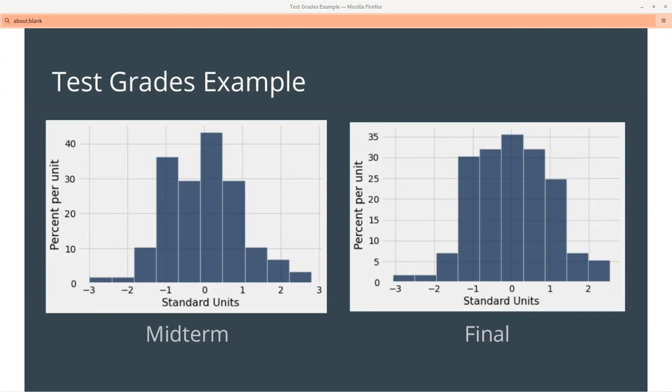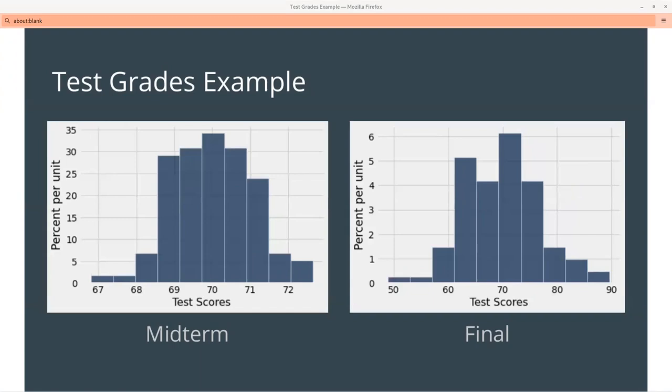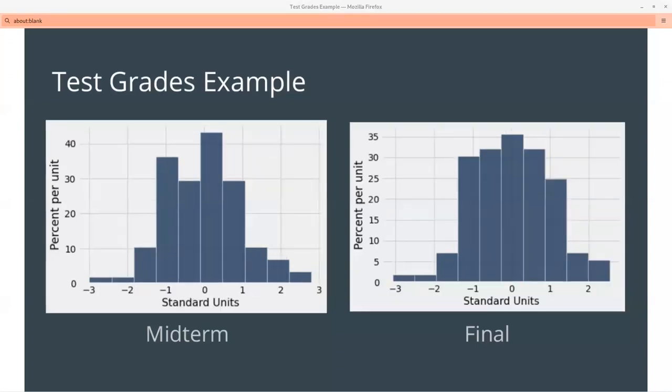And so if you look at this, it looks like maybe on the final, students actually did somewhat better than they did on the midterm, which we could maybe kind of see here, but it's definitely harder, right? Because you don't necessarily know how big a slot is this, compared to the 70 to 71 over here in terms of impact, right? So that's why we use the standard units.